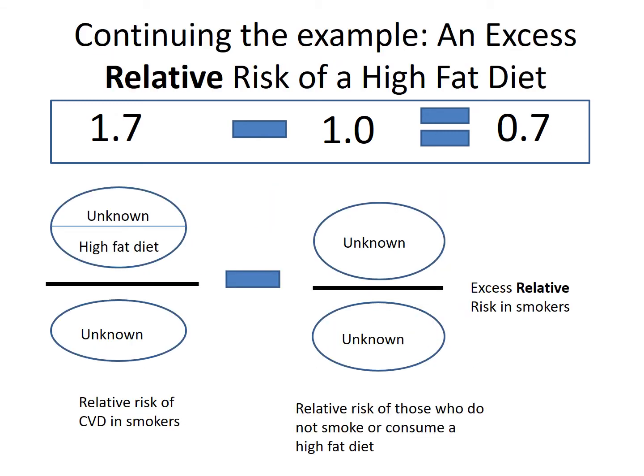Again, if we're looking at the effect modifier, we're talking about then the high-fat diet in this example. And you have the same comparison group of the non-smoking, non-CVD group. And then you're subtracting out that underlying 1 once again.